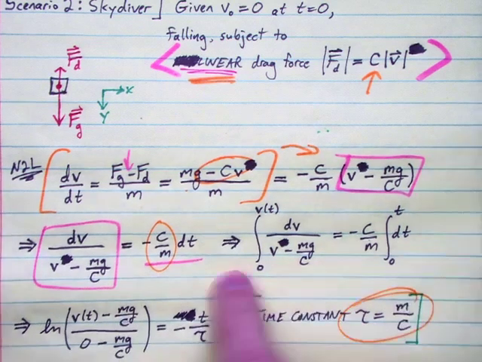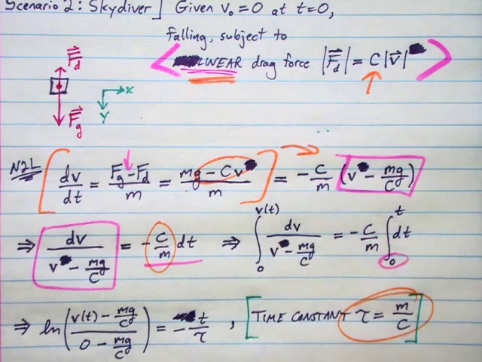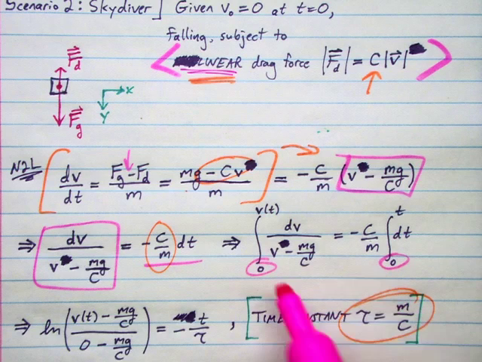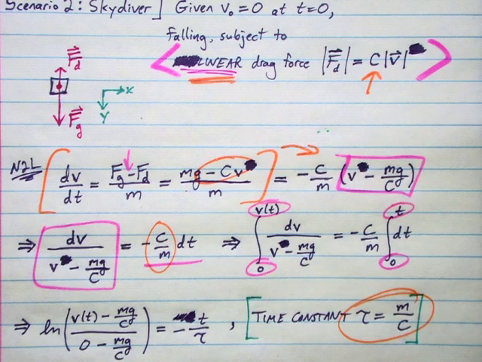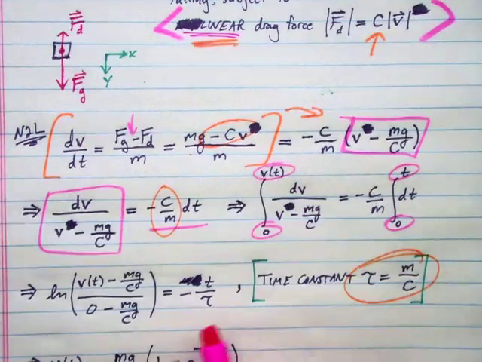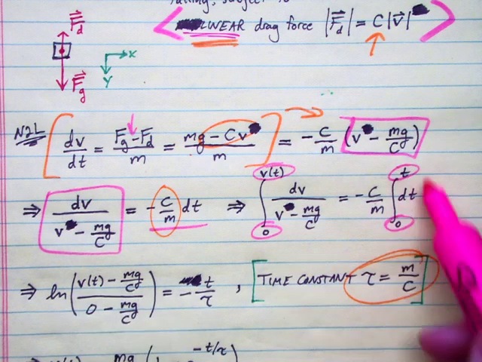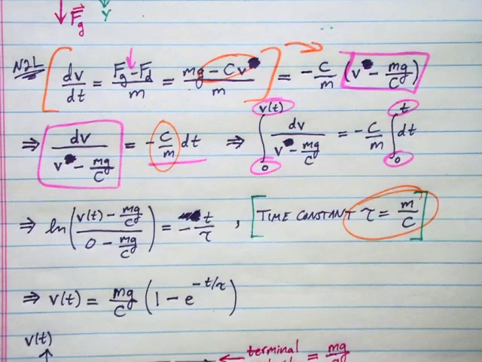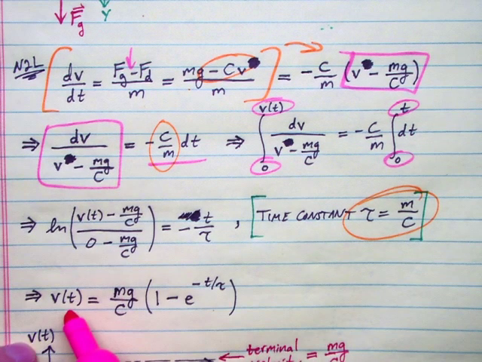All right, integrate both sides. Make sure our limits match up. We had initial time 0. We have velocity of 0, since this time we're starting from rest, we're dropping from rest. And we're going to some future velocity v at some future time t. Okay, find your antiderivative, apply your limits. The right-hand side is easy. That just gets us a minus t over tau. And we end up here once we finally solve for v of t.